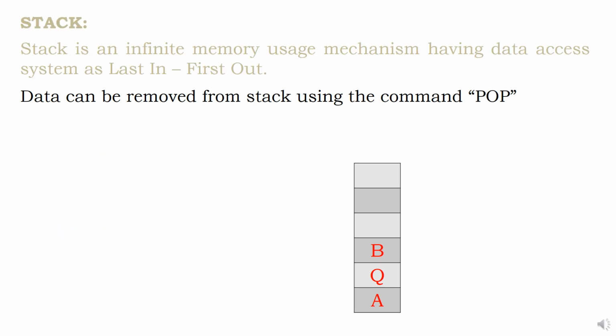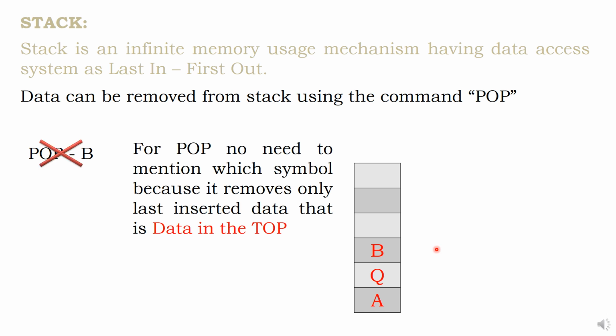Now I would like to remove B first, then Q, then A, using the command pop. Come on, remove this B. People will say pop B. Sorry, B is not required to be mentioned, because if you use the word pop, automatically it brings out only the topmost data. Pop is enough. B will come outside. Again if you use pop, Q will come outside. Again if I use pop, A will come outside.